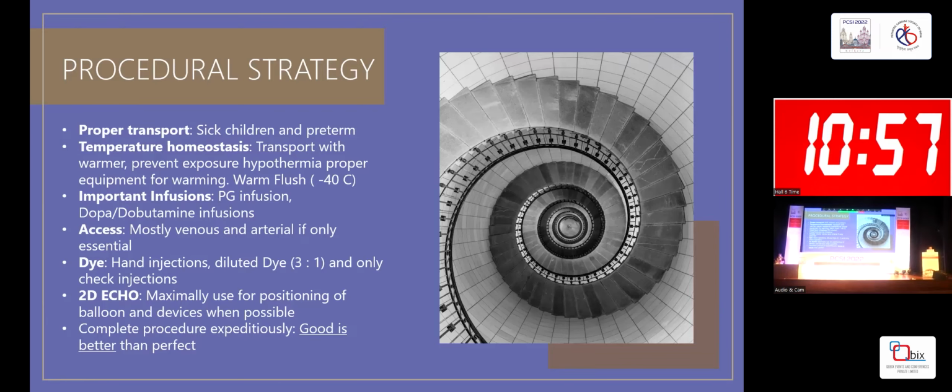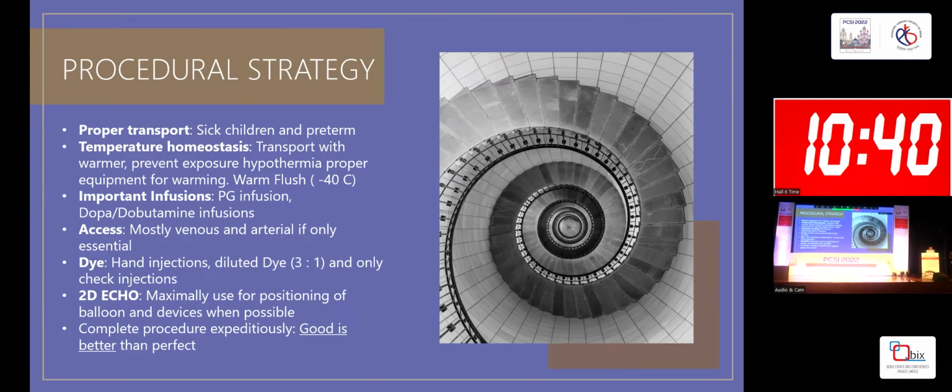Important infusions should be ready, like prostaglandin, dopamine infusions must be ready in the cath lab. Access, try to mostly use venous, arterial only if essential. Hand injections, use diluted dye. I use 3:1 dilution. Sometimes you can use more dilution. You just need to check what is to be done. Use 2D echo maximally for positioning of the balloon and devices when possible and reduce the dye. Complete the procedure expeditiously. Good is always better than perfect.